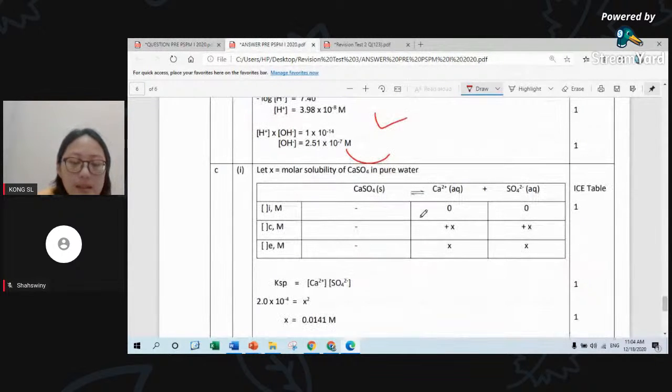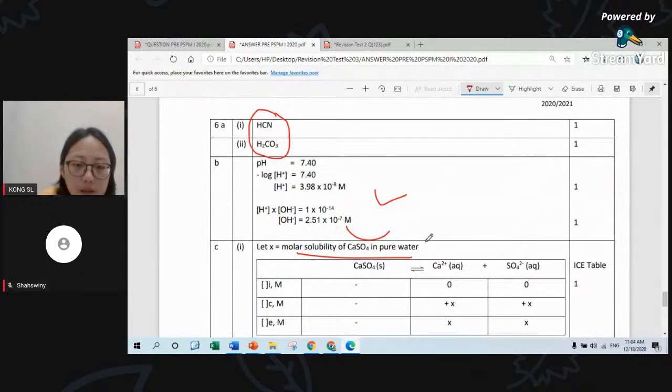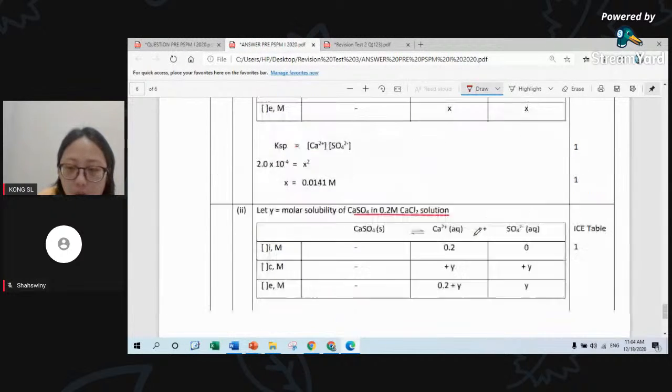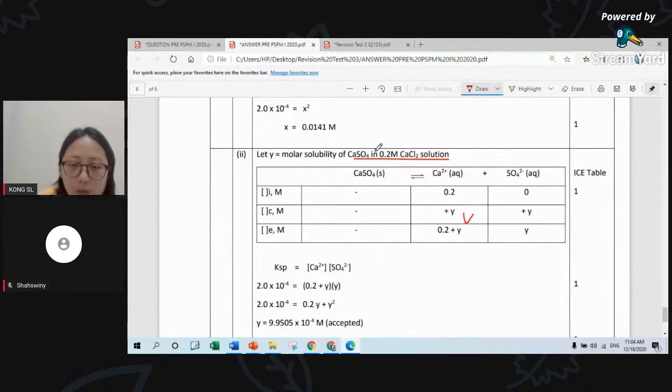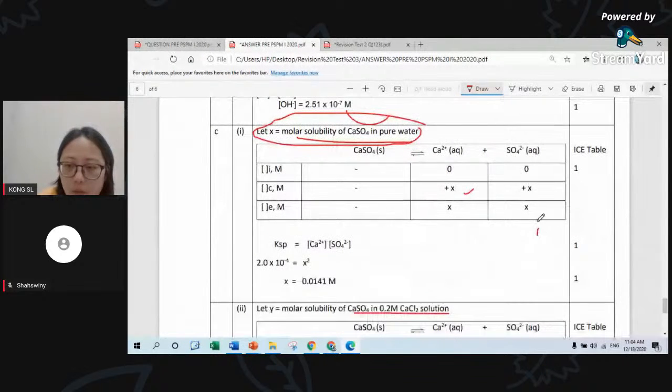Okay, C, we just discussed already in tutorial. One is in pure water, another one is in 0.2 molar calcium chloride, which has the common ion. You must make the assumption, assumption is a must. So assumption X refers to the molar solubility in pure water. Assumption Y refers to the molar solubility of calcium sulfate in 0.2 molar calcium chloride. So step 1, ICE table, no problem. Ksp expression, substitute to find X.